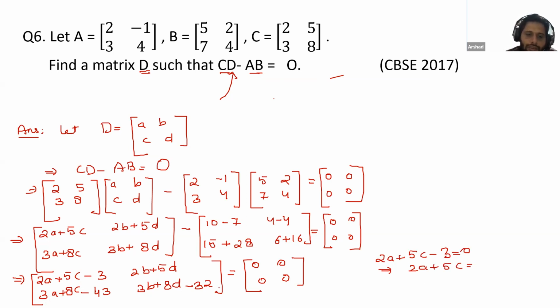Then next, third point, 3a plus 8c, we will get 43. So you need to solve these two linear equations. Okay, then you will get the value of a and c, and that will be your answer. Similarly, the second and fourth element you can equate with 0 and you can solve this. This is clear for now. You can solve it. Yes, sir. Okay, great. Please complete it and let me know.